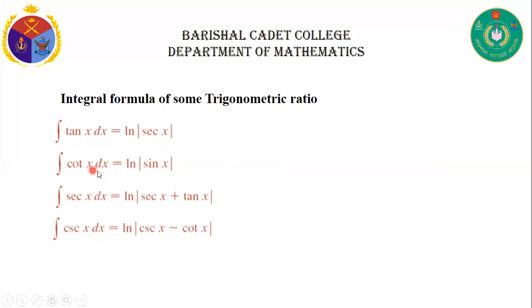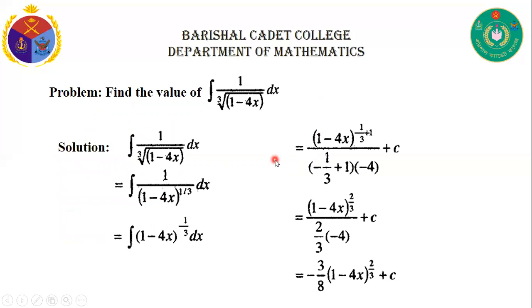Now again we summarize these formulas: the integration of tan x dx is ln sec x, the integration of cot x dx is ln sin x, the integration of sec x dx is ln sec x plus tan x, and the integration of cosec x dx is ln cosec x minus cot x. Okay boys, you have to memorize these formulas and also know the steps of how we integrate these trigonometric ratios. And now we solve some problems.